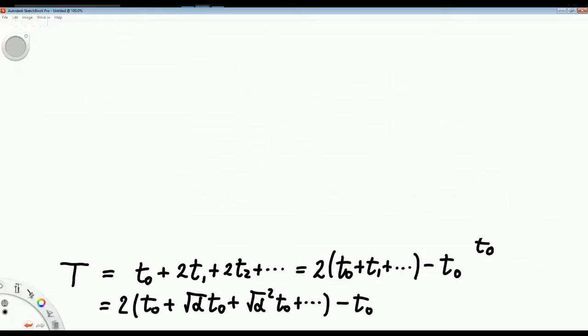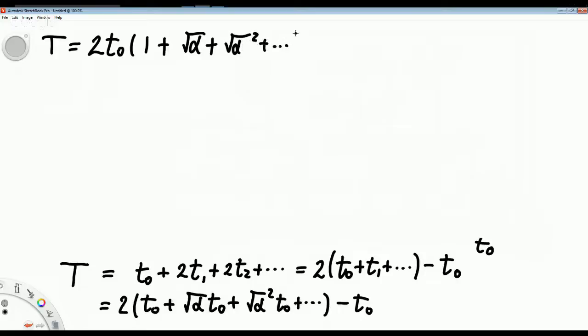Okay, so what we've ended up with is that t equals 2 t0, we can factorize the t0, 1 plus square root of alpha plus square root of alpha squared dot dot dot, minus t0. And we got some very similar problem to the one before. So let me just go through this quickly and just say, let's call square root of alpha, let me call it something else, let me call it beta, let's say.